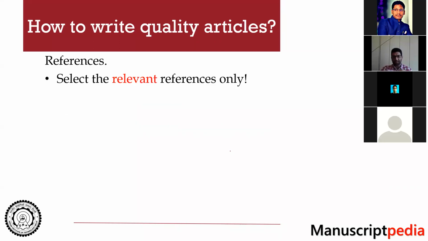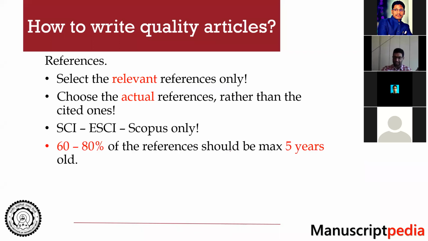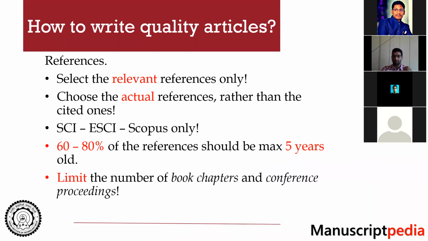Finally, the references: select relevant references only. Choose actual references rather than someone who has cited that, if you want to cite a particular aspect. Choose mostly SCI, ESCI, and Scopus papers. 60 to 80% of your references should not be more than 5 years old. That means the research is not current. Limit the number of book chapters and conference proceedings.